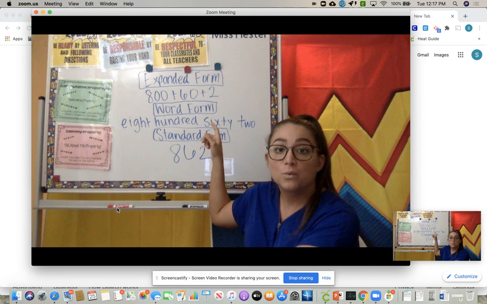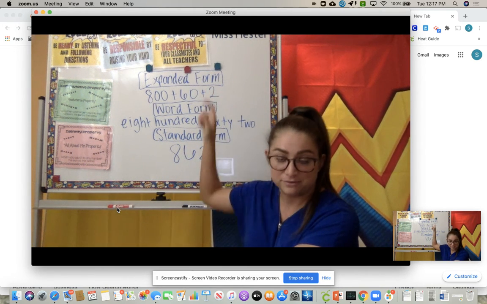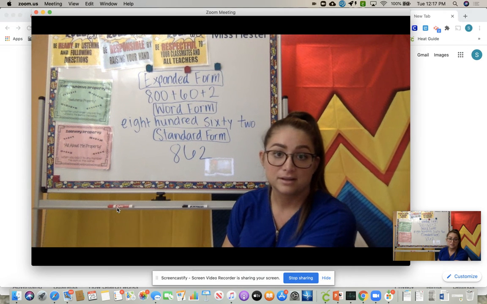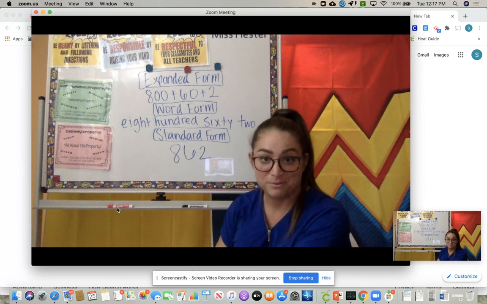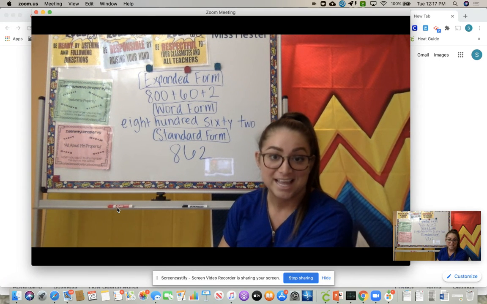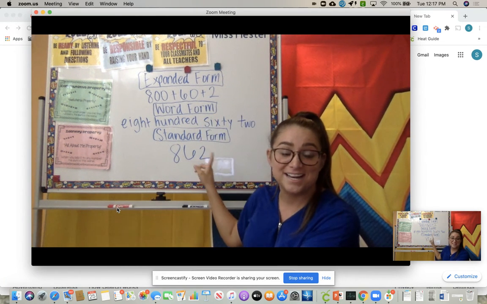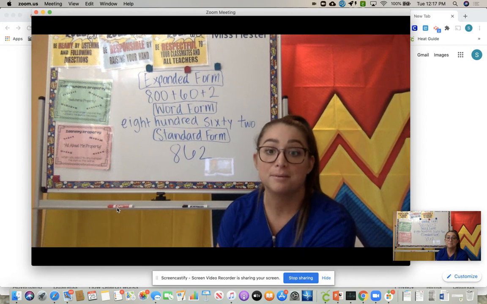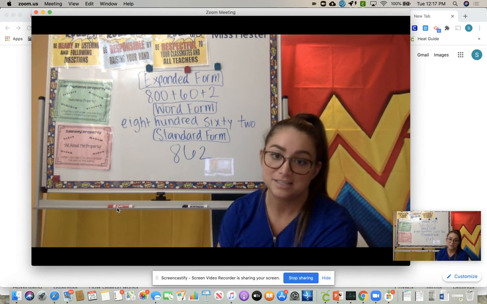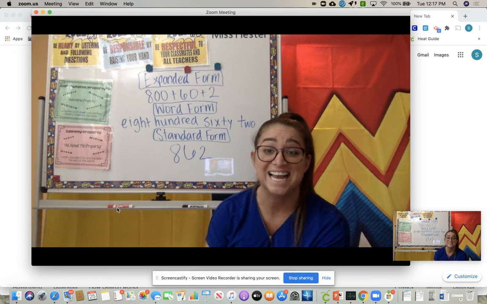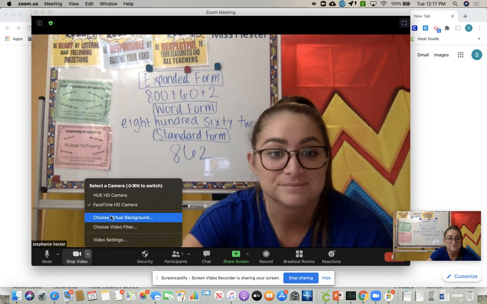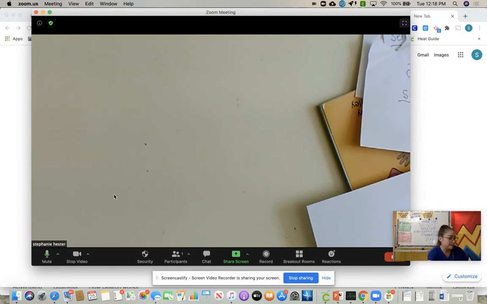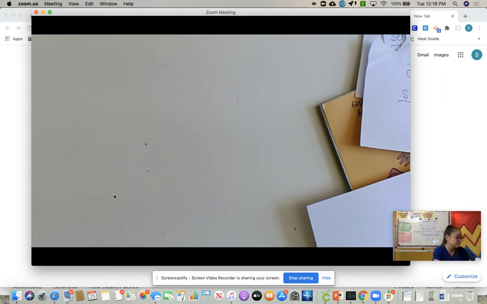Then I would give them word form, and they would need to give me expanded form on their whiteboard. Then I would give them standard form, and they needed to give me expanded form. Then I gave them word form, and they needed to give me standard form. So I would just make up numbers. And we did that for a while just for practice. And it was really fun, and I think they enjoyed it. At least I did. And then from there, we went to our actual math homework. We did a little.